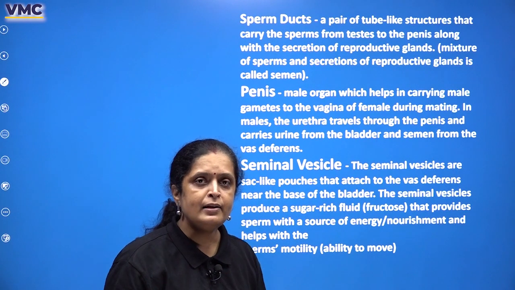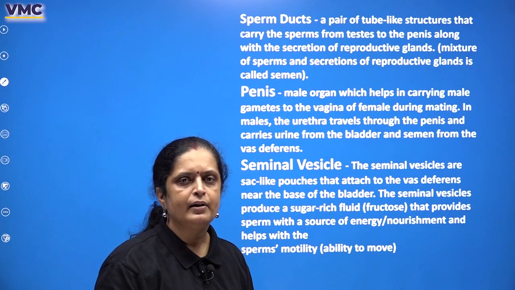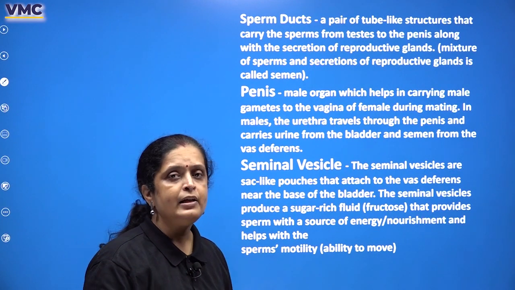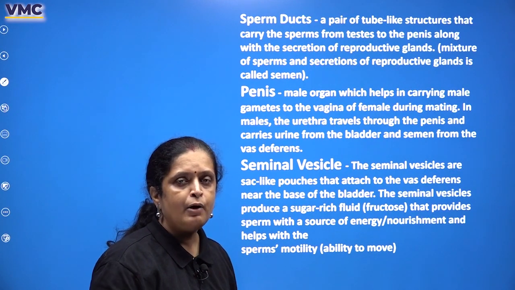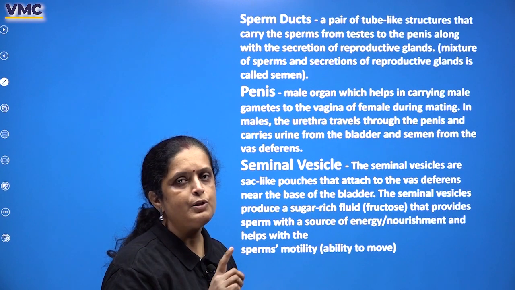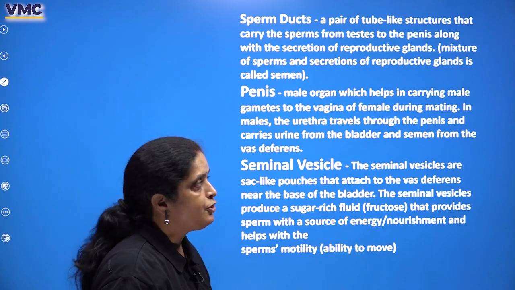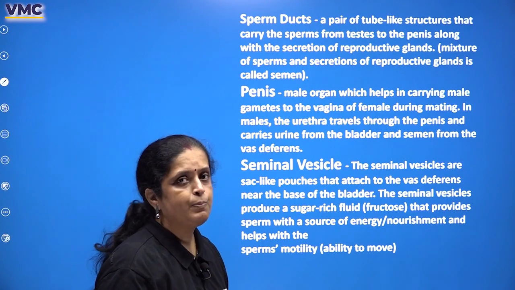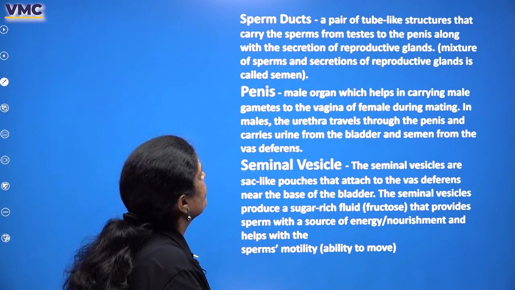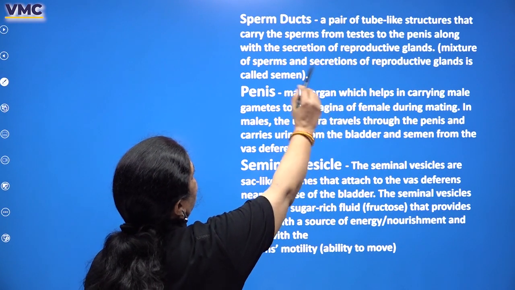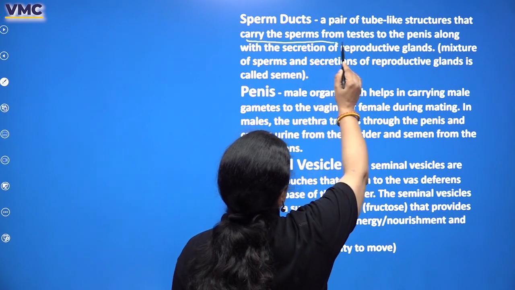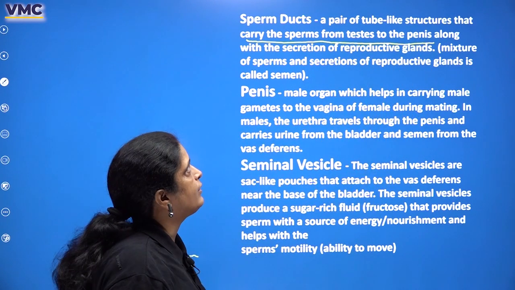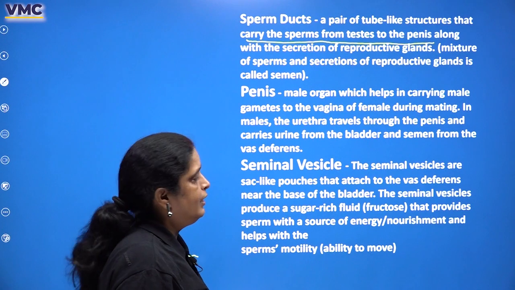Sperm duct. Now there is a pipe-like structure, a duct-like structure attached to both the testis, and this is where the sperm is allowed to move, right? It comes to the sperm duct from the testis. So sperm duct is the tube-like structure in which the sperm has to go through, right? So a pair of tube-like structures that carry the sperm from the testis to the penis is known as sperm duct, also known as vas deferens, right?